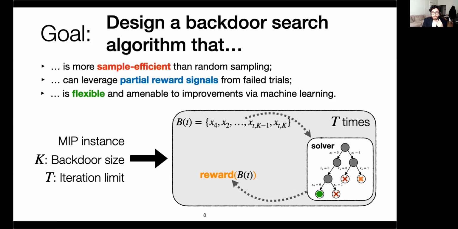The solver tells you something about how good your suggestion BT did. So in the most binary case, it will tell you this is a backdoor, I'm done, or this is not. But we will want something which interpolates between the two. And then once you've collected that reward for the suggested backdoor BT, you want to go back and suggest BT plus 1, and you want to keep doing that until you exhaust the limit. And hopefully by then you will have found something which is good.